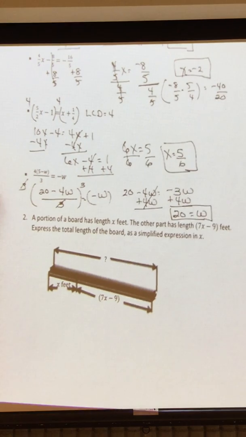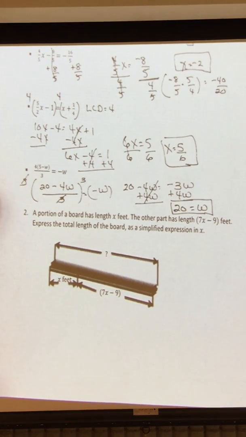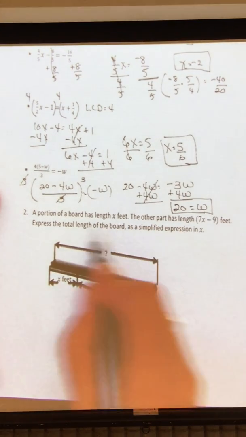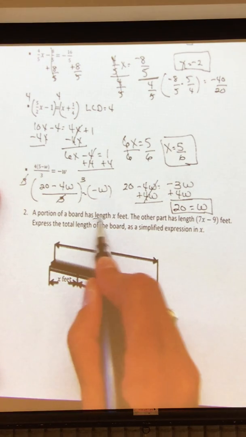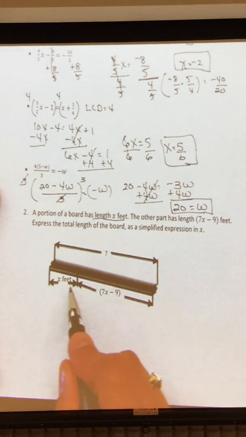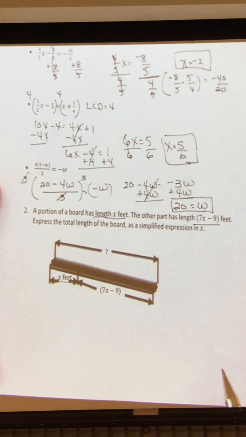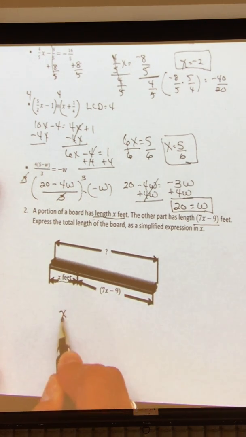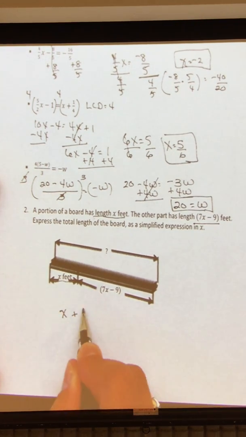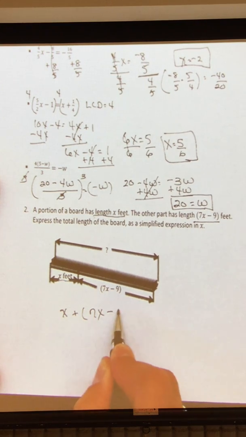Number 2, here you have a word problem. You have a board with length x feet, which is this part. The other part has 7x minus 9. Express the length of the board as an expression of x. So you just have x plus 7x minus 9.